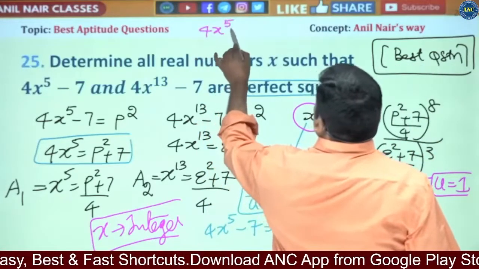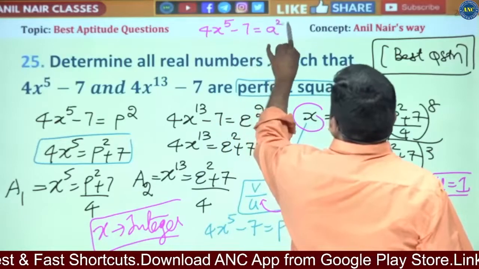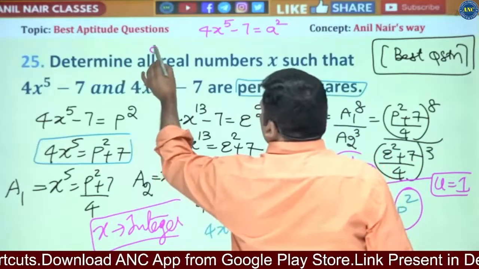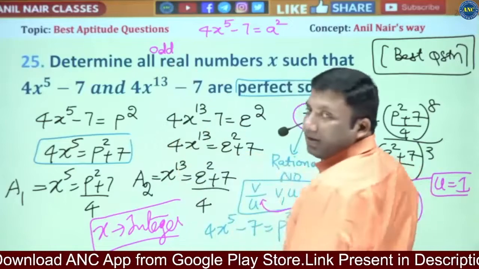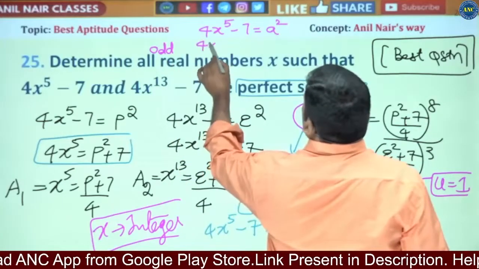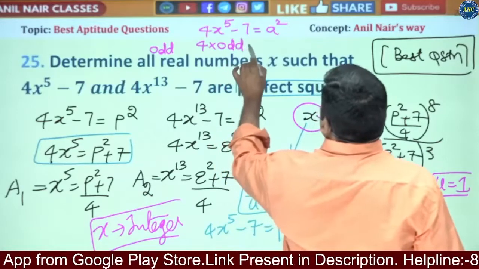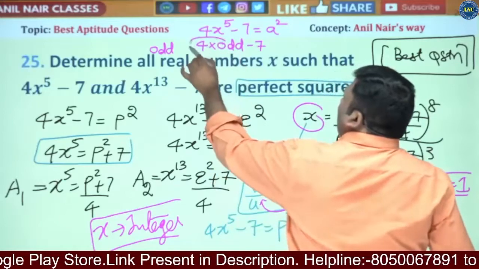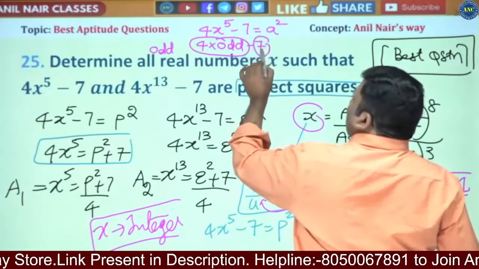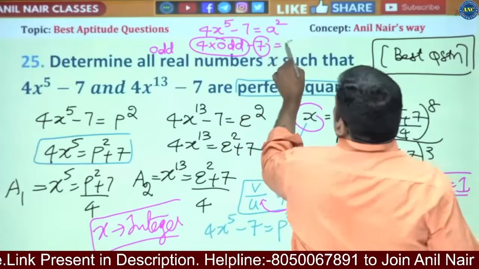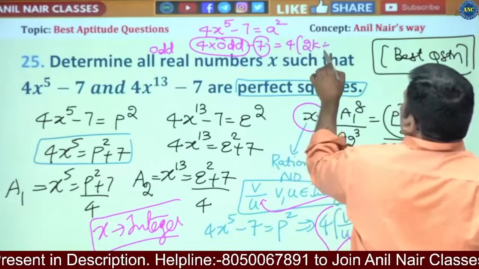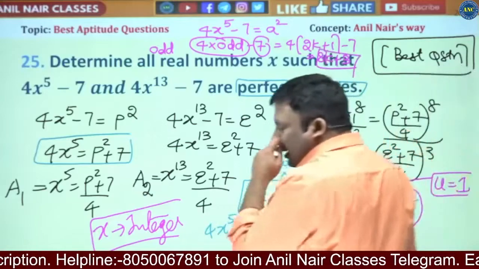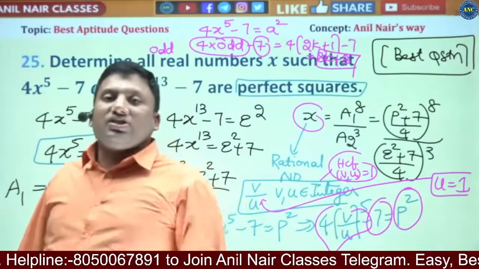4x^5 minus 7 is a perfect square, and x is an integer. Now let us put the condition that x is an odd number. If x is an odd number, x^5 will be an odd number. So 4 into odd minus 7. An odd number is of the form 2k plus 1, so 4(2k plus 1) minus 7 is 8k plus 4 minus 7, which is 8k minus 3. Any perfect square when divided by 8 gives remainder 0, 1 or 4.